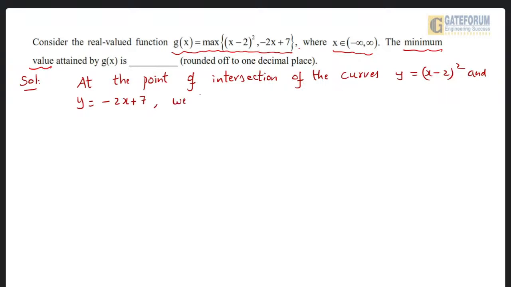Whenever the left hand side is equal, the RHS values must be equal. So (x minus 2) whole square is equal to minus 2x plus 7. Using (a minus b) whole square is a square minus 2ab plus b square, this finally simplifies to x square minus 2x minus 3 is equal to 0, that is minus 4x plus 2x. Factorization: x square minus 3x plus x minus 3 equals 0.